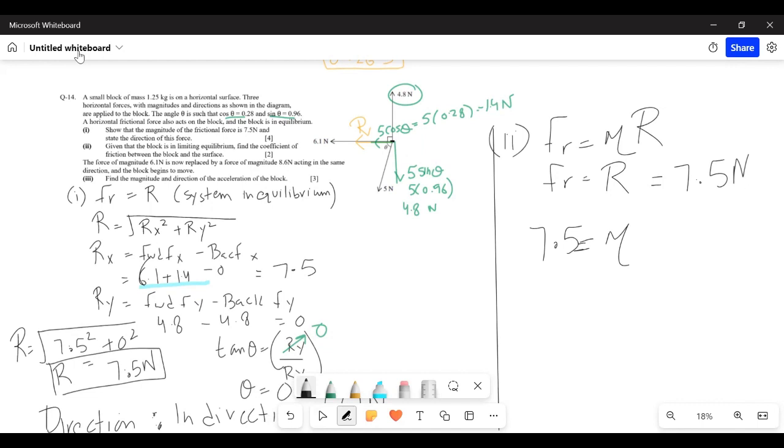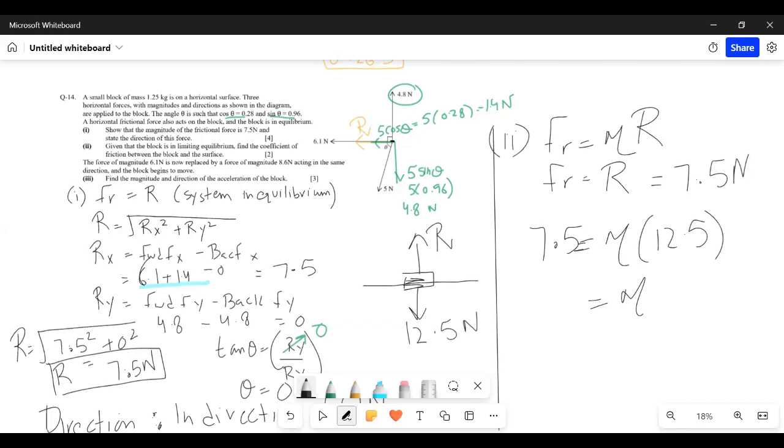So either there's a weight given to you. Weight is 12.5 newtons. So R is going to be upward. So R is 12.5 newtons. Okay, so R is 12.5 newtons. Find mu from here, which comes 7.5 over 12.5 is 0.6.